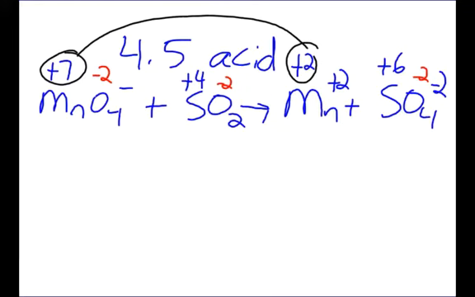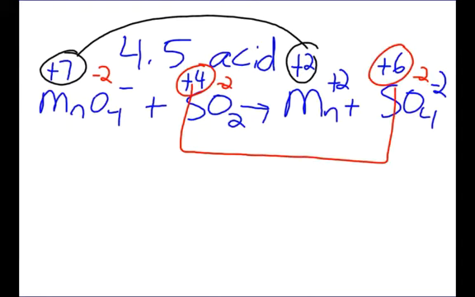The sulfur, on the other hand, went from a +4 to a +6. That means it lost 2 electrons. So those are the ones that were oxidized and reduced. The oxygens didn't change, so we're not worrying about them gaining or losing electrons.